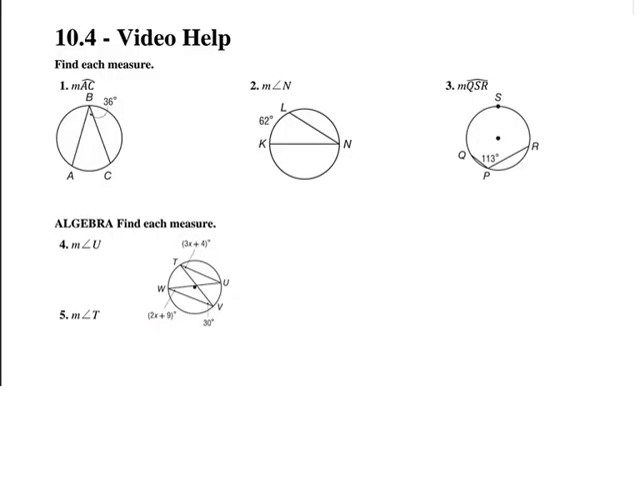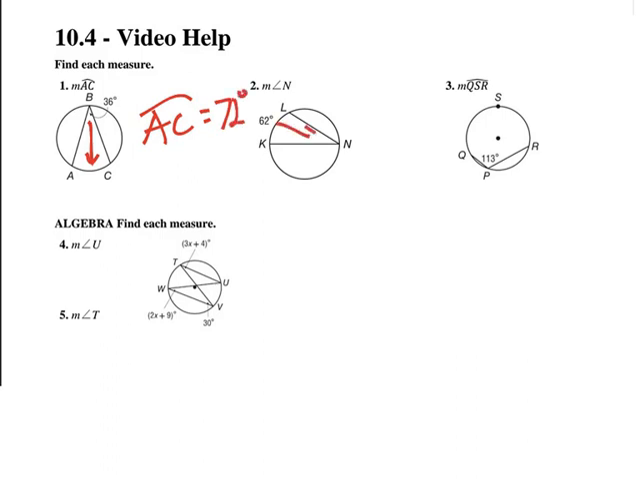So let's take a look at our homework. The first one's pretty easy, pretty self-explanatory. It says, what's the measure of arc AC? Well, the measure of arc AC is going to be 2 times whatever that angle is. So I do 36 times 2, and I get that arc AC is going to be 72 degrees.